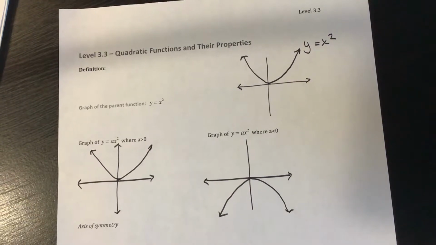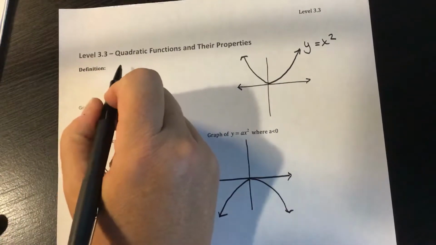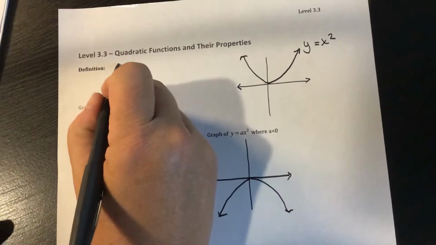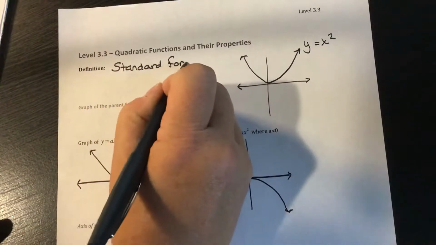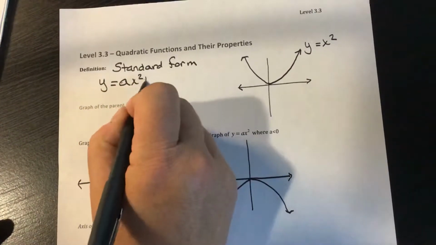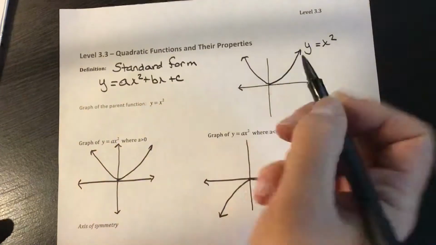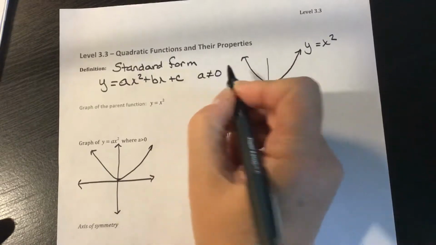For the rest of Unit 3, we're going to look at quadratic functions and the properties that they have and the different types of equations we can write for a quadratic function. The definition of a quadratic function, and basically this is an equation, it's written in standard form. And we have y equals ax squared plus bx plus c. And we also designate that a cannot equal 0.